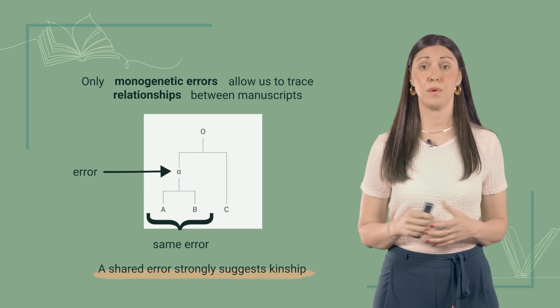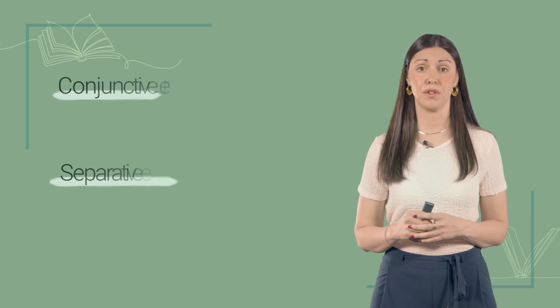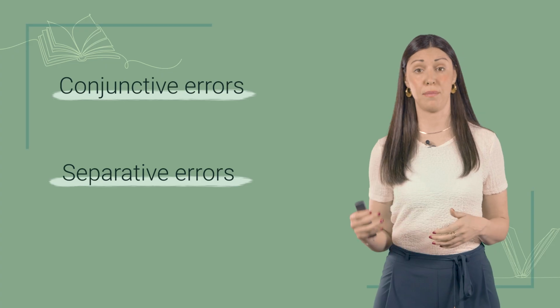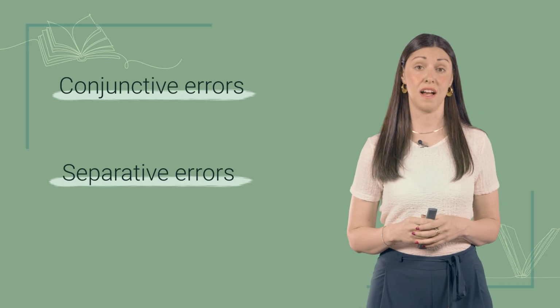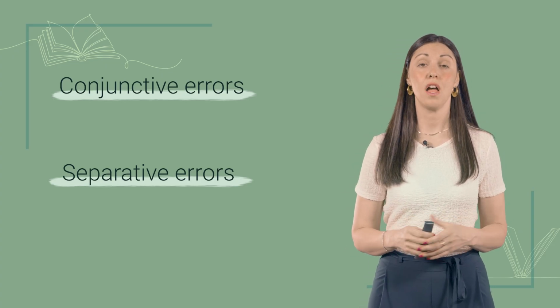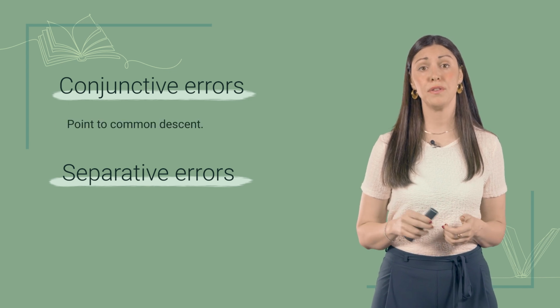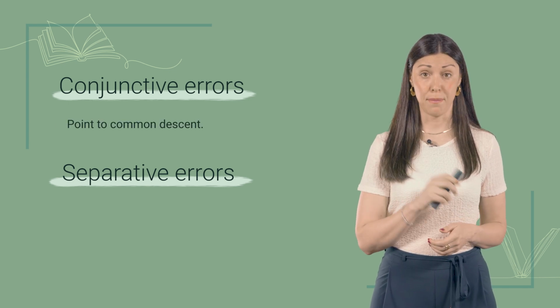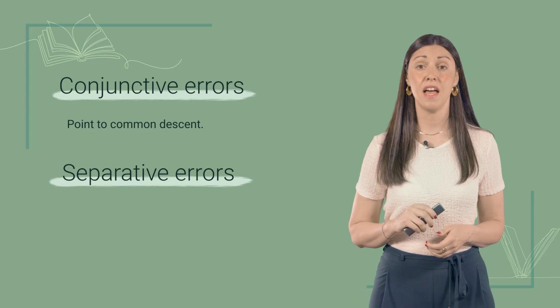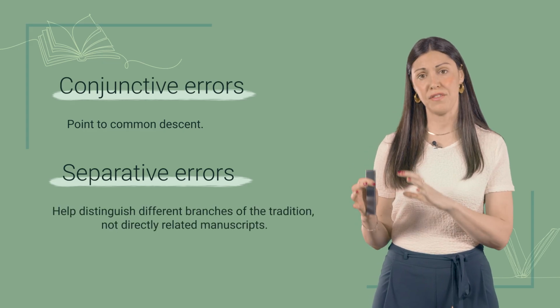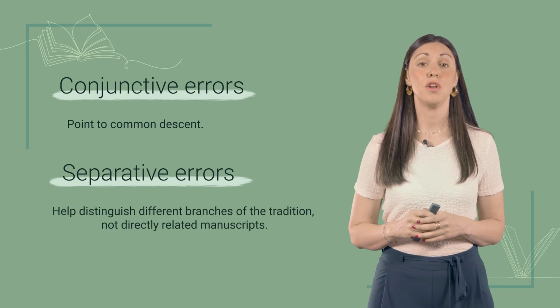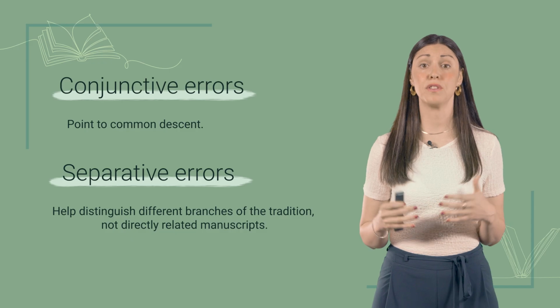The classificatio process relies on the distinction between conjunctive and separative errors, which we discussed last week. Conjunctive errors, found in multiple manuscripts, point to common descent. Separative errors, on the other hand, help distinguish different branches of the tradition, showing which manuscripts are not directly related.